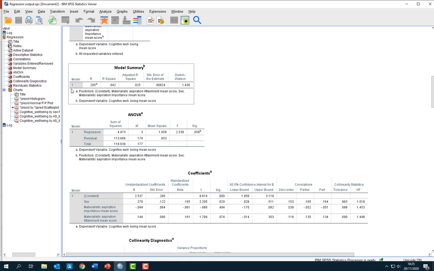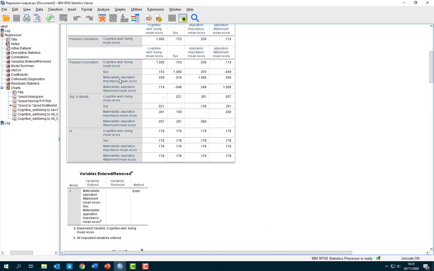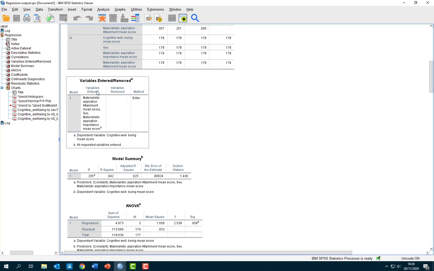If we come back to our output file, and I make that bigger, we have looked through things like the correlations to get a sense of what's going on. But the first box we'll double check is the variables entered or removed, and we can see that the method we used is the enter method, which is SPSS speak for the default, the standard approach. So we've used the standard linear regression where we've put our three predictor variables in all at the same time to explore how they help us understand our dependent variable, which is the cognitive well-being mean score.